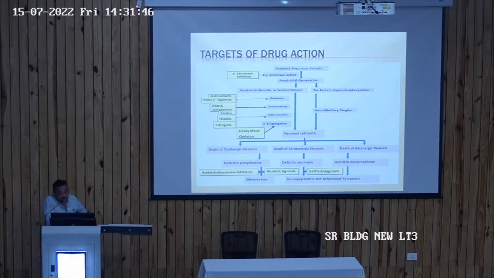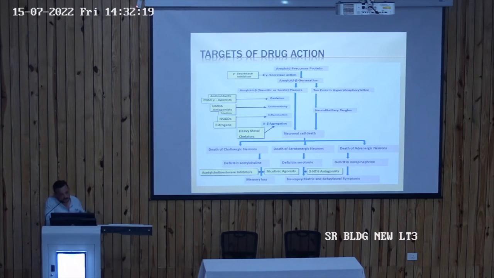NMDA antagonists like memantine can be given. NSAIDs, as we all know, are anti-inflammatory because cytokines cause inflammation. So NSAIDs can be given. Estrogens. It is also a disease of post-menopausal women because of decreased estrogen. So we don't know anything. These are all things that we can supplement.